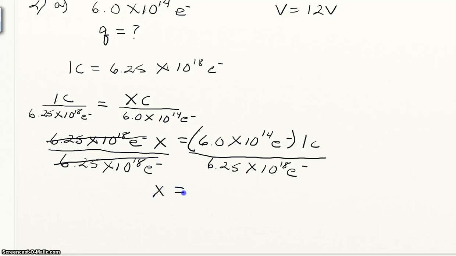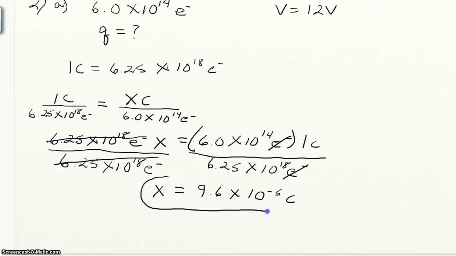And if we do the math, it turns out to be 9.6 times 10 to the negative 5th coulombs, because the electrons cancel out. Use those units and it becomes coulombs. So 9.6 times 10 to the negative fifth, which is a lot less than 1. It's a lot less than 1 coulomb of charge.